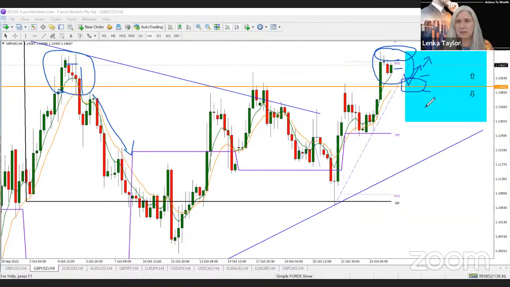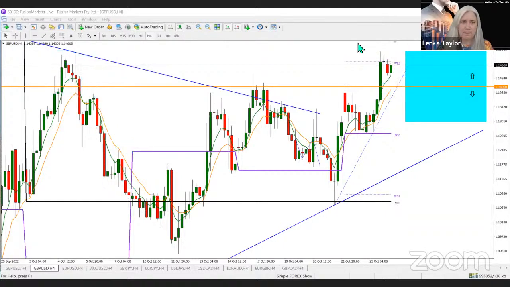So at the moment, undecided, I don't know which way it is going to go. But every resistance or support line is basically a decision line. When price action comes to around that area, then it's decision time, whether it's going to go up or down from that. So let's see what happens with this one in particular.